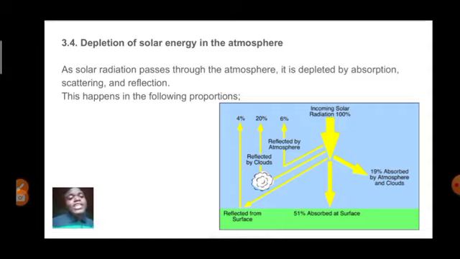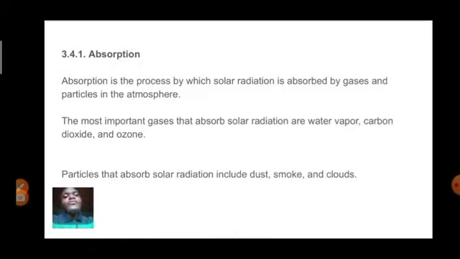So you see that at the end of the day we finally have about 51% reaching the earth's surface, and out of that 51, 4% again is sent back onto the atmosphere, and so we end up having just about 46 to 47% of solar radiation finally being used on the Earth's surface by the dry land itself and the water bodies.